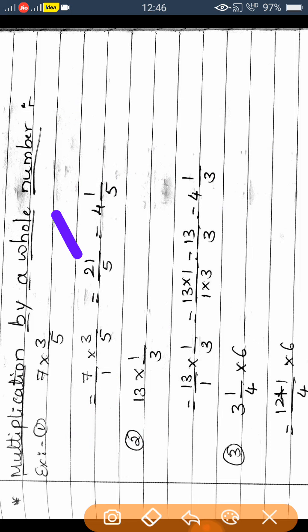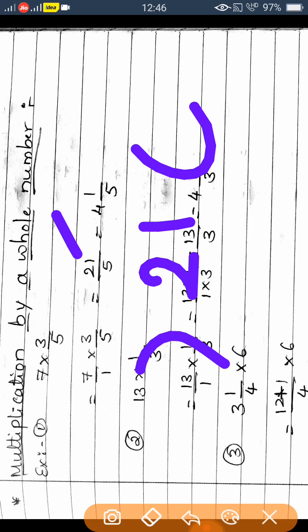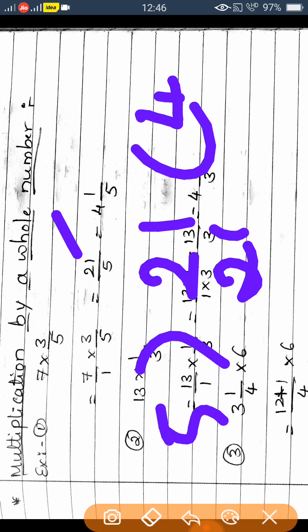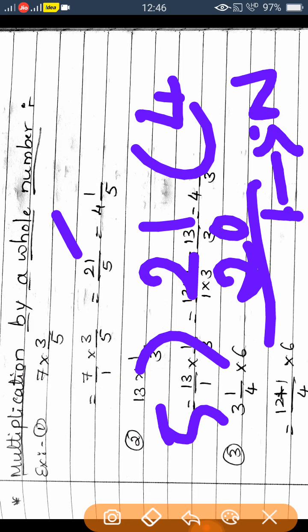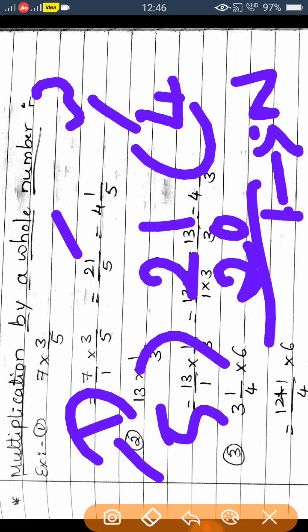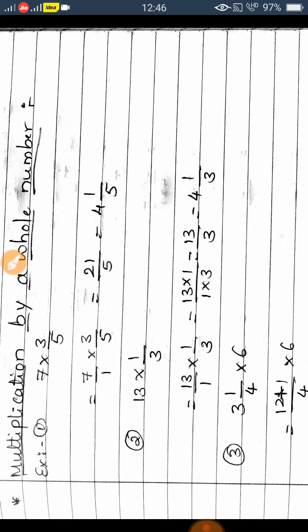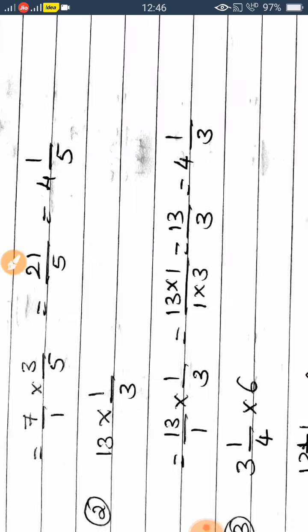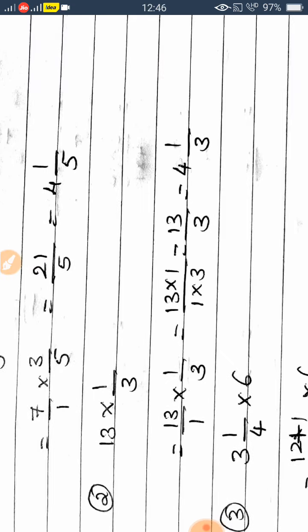I have converted it into a mixed fraction. How? You know the method. 21 divided by 5: 5 fours are 20, so the remainder is 1. The remainder is the numerator, the quotient is the whole number, and the denominator stays the same. So this is 4 and 1 by 5.